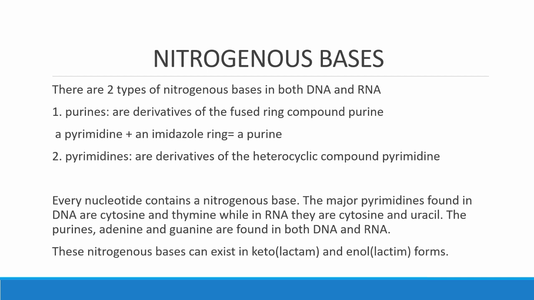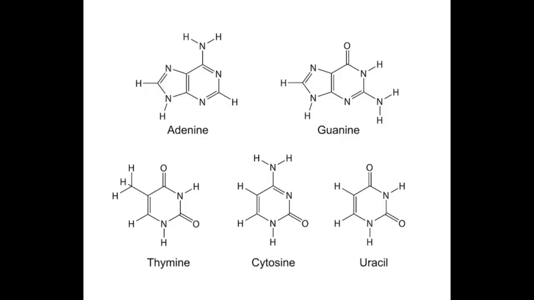Purines are made up of a pyrimidine and an imidazole ring. They are derived from the compound purine, which is gotten from the fusion of a pyrimidine and an imidazole ring. Pyrimidines are derived from the compound pyrimidine, which is a heterocyclic compound. Examples of pyrimidines are cytosine, uracil, and thymine.